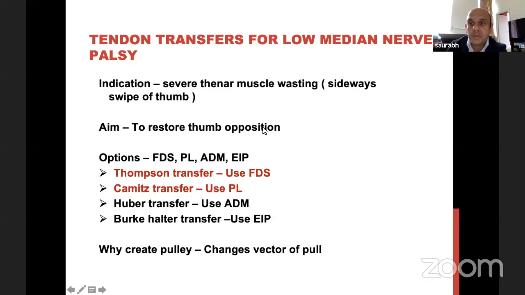Now we know it's a composite movement. We know the initiator of thumb opposition is abductor pollicis brevis. And we have various options. As I said, Camitz, this is what I would do, using palmaris longus. Thompson's is FDS. You can use abductor digiti minimi, extensor indicis proprius, whichever you prefer in your practice.